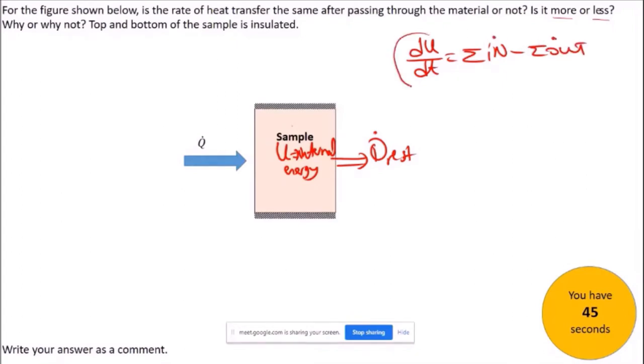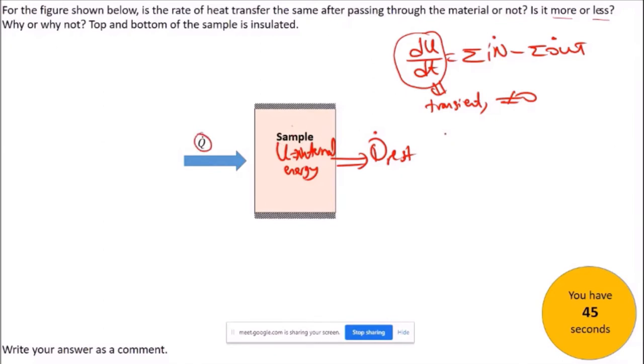In this case, dU by dt is not zero. If it is not steady, if it is transient, this is not equal to zero. Therefore, between the in and the out quantities you will have a difference. You will have less Q dot at the end of the sample because some of the Q dot becomes internal energy of the sample.